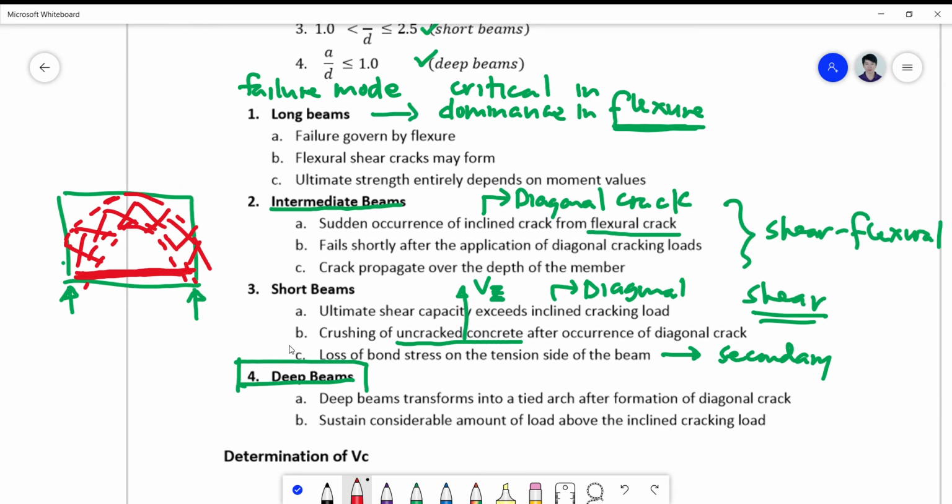But it's beyond, sabi ko nga, it's beyond the code guideline for ordinary beams, so it is actually separately discussed in the code because of some formations of cracks which are not a part of the shear flexural crack behavior that we are talking about. Okay.